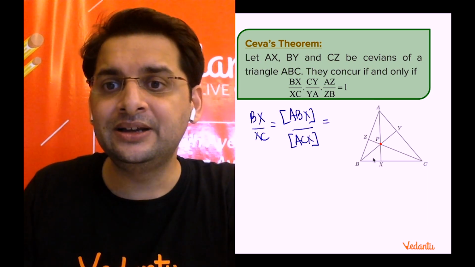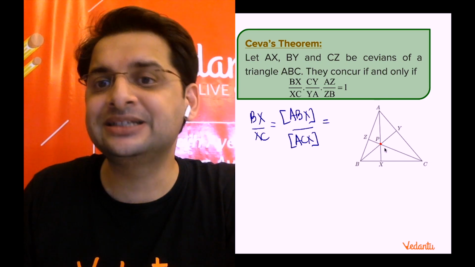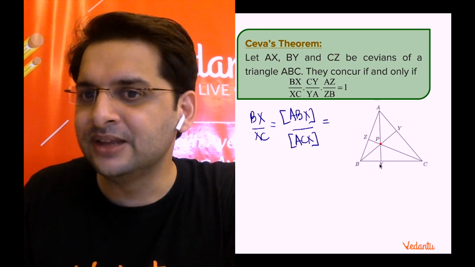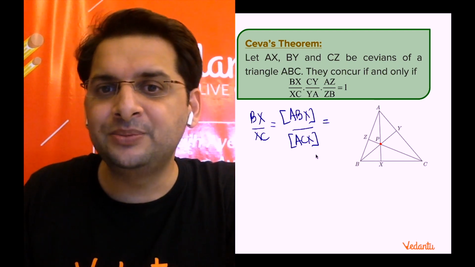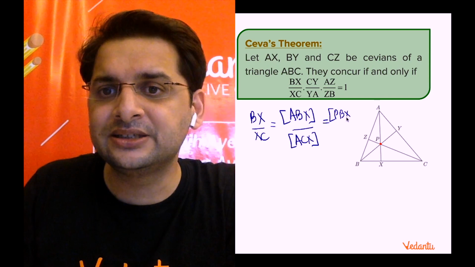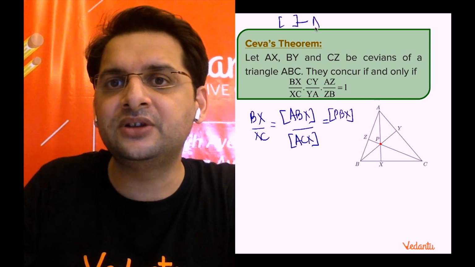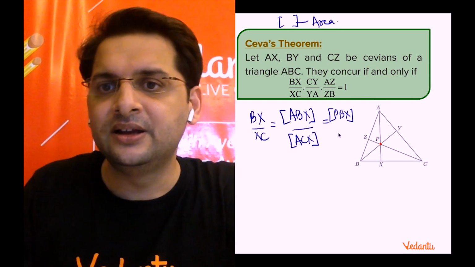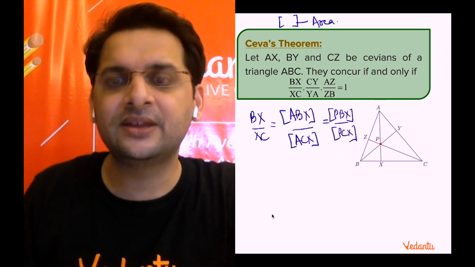Also, if I talk about BX upon XC only, in triangles PBX and PCX the same thing can happen. PBX and PCX have the same vertical height. So BX upon XC is also equal to the area of triangle PBX upon the area of triangle PCX. This bracket represents the area of the triangle. That is it.